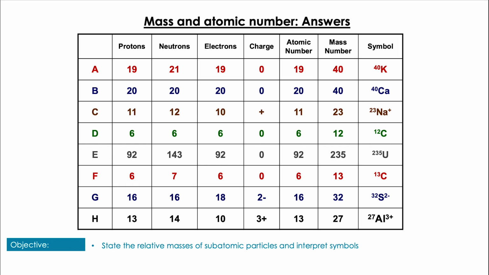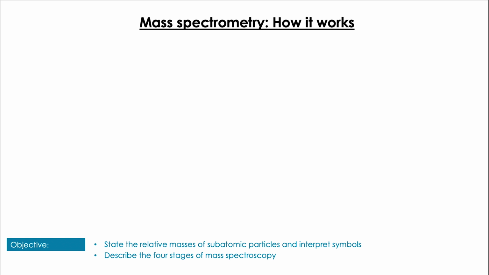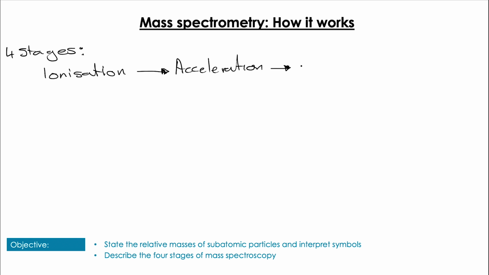So a common question is, where does all this information come from? And one part of that is through mass spectrometry. So we're going to look first at how this works and then at the application. So it happens in 4 stages. We've got ionization, we've got acceleration, we've got deflection, and then we've got detection. And you do need to know those stages. So let's follow a sample through a schematic of this.